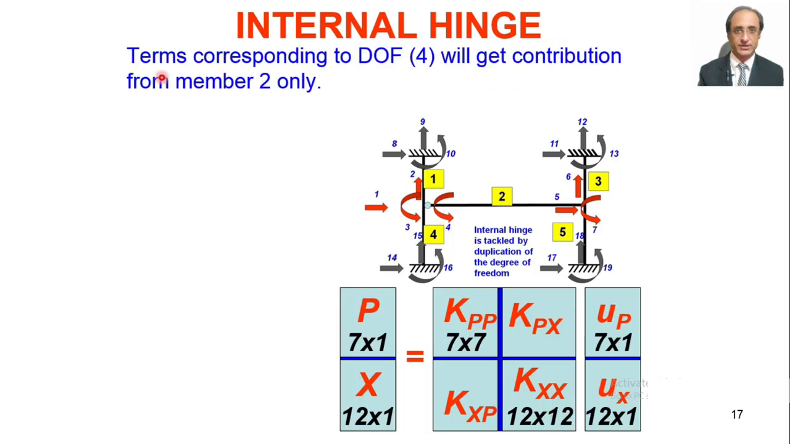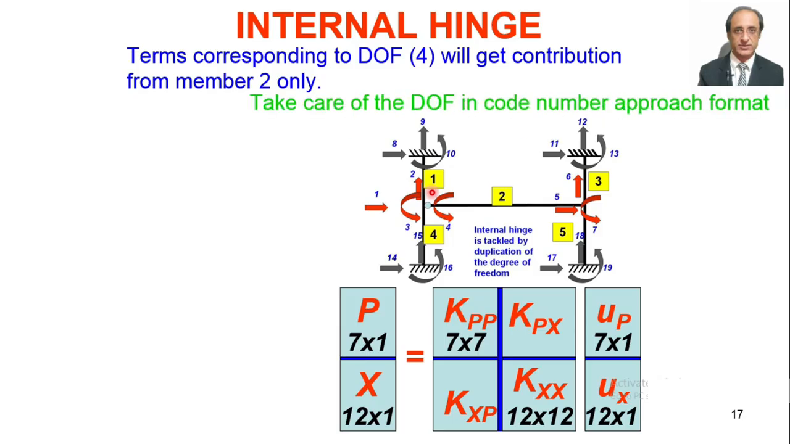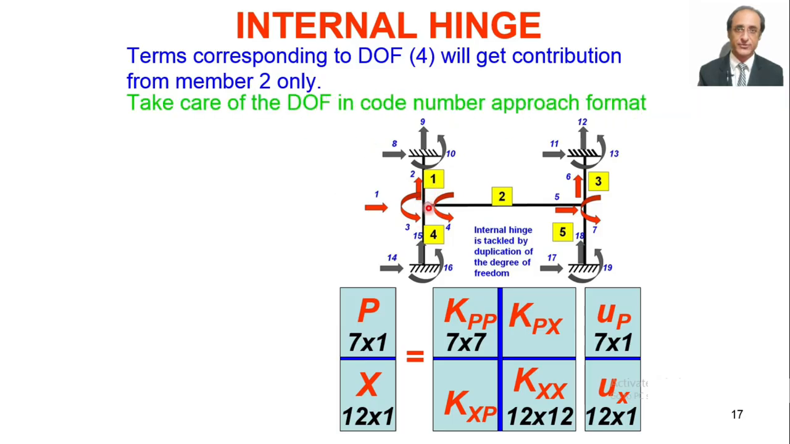It must be noted that earlier we were saying that a particular term of KTS has contributions from all the members meeting at that particular joint, but this won't be happening here, because now at this particular joint, corresponding to rotation, there are 2 degrees of freedom, 3 and 4. So members 1 and 4 will make contribution to the degree of freedom 3, and member 2 will make contribution to degree of freedom 4. So this has to be taken care of in the code number approach.